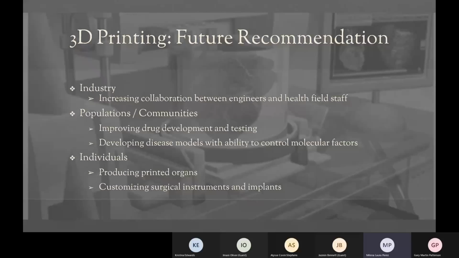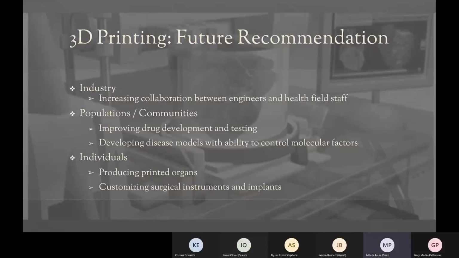Here you can see the breakdown of future benefits for different levels of our community. For individuals, as the technology continues to mature and the printing of human organs becomes a reality, the wait for an organ will be a process of the past and benefit everyone, especially our aging population. Not only will tailored organs be available, but 3D printing is projected to be used for developing and creating custom surgical instruments and implants for our patients.